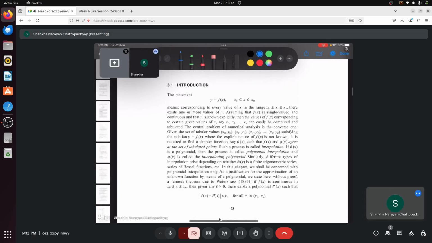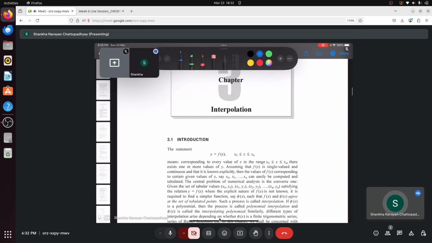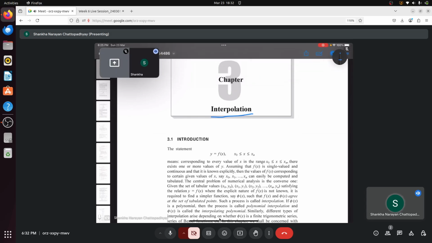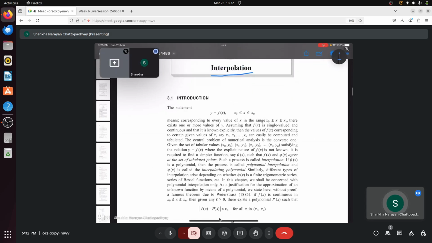Okay, so first we will focus on the concept called interpolation. First of all, it is necessary to understand what is meant by interpolation. The statement y equal to f(x), x0 less than or equal to x less than or equal to xn means... I will just discuss the brief theory for half an hour. Then I have some problems, we will solve those problems, and I hope that you have watched all the videos of Professor Jitendra Kumar.